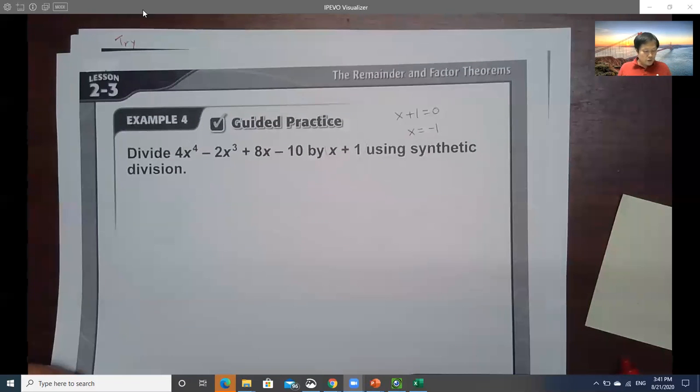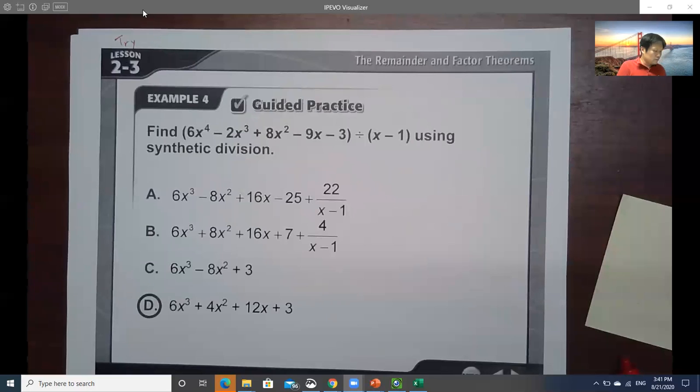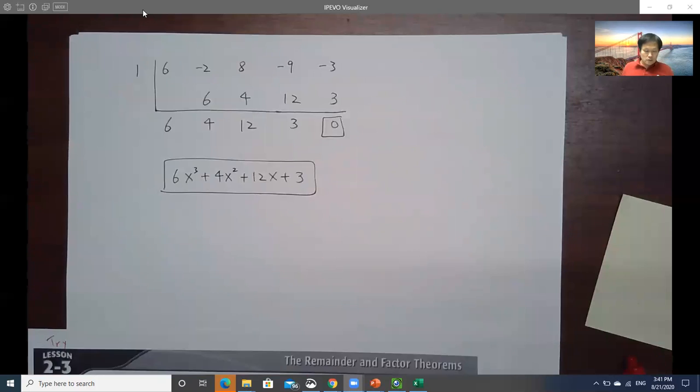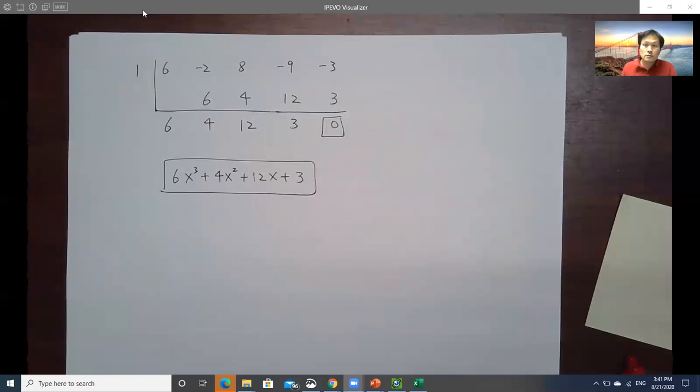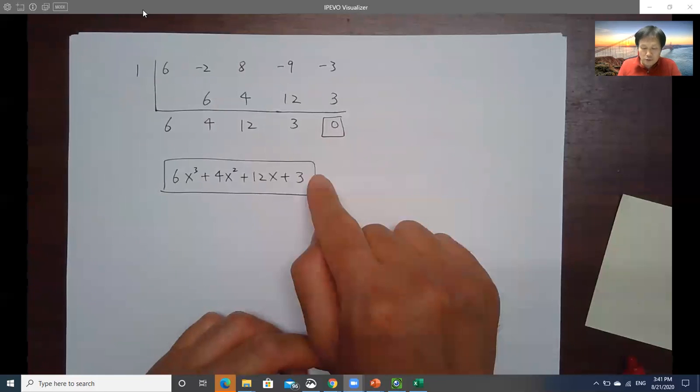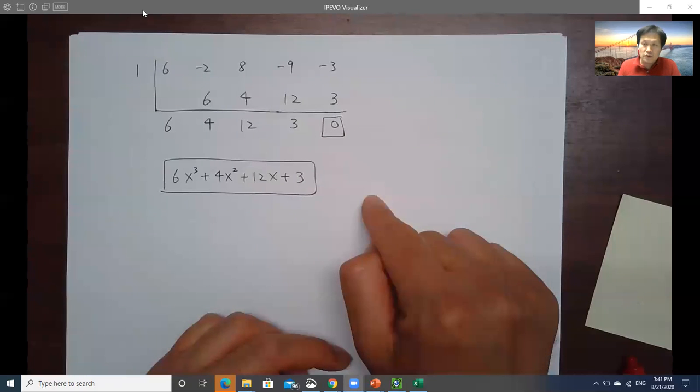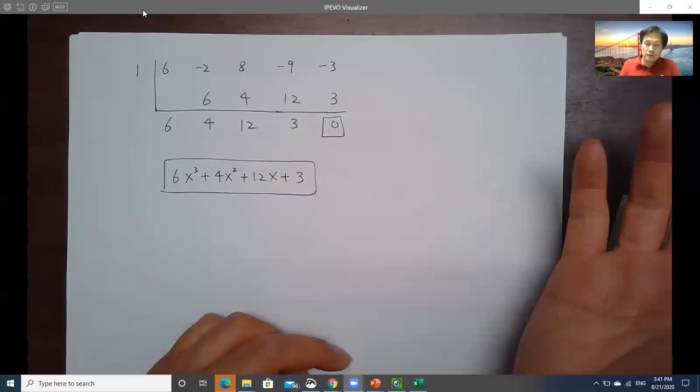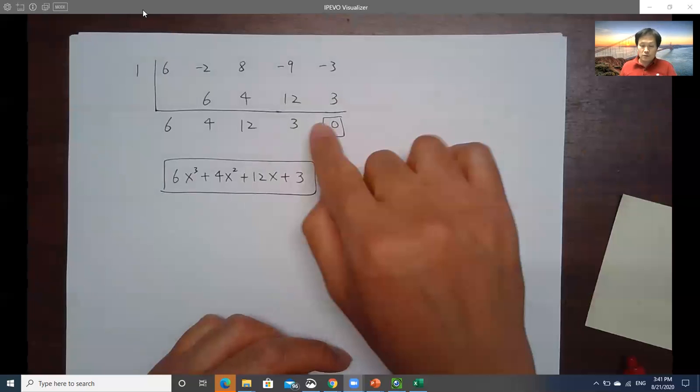Okay, pause the video. Please, you try. And here's my work. If you got that, then you know what you're doing. Since this is a 0, you can do plus 0 over x minus 1, but 0 over that whole thing becomes 0, so I didn't even write that because the remainder was 0.